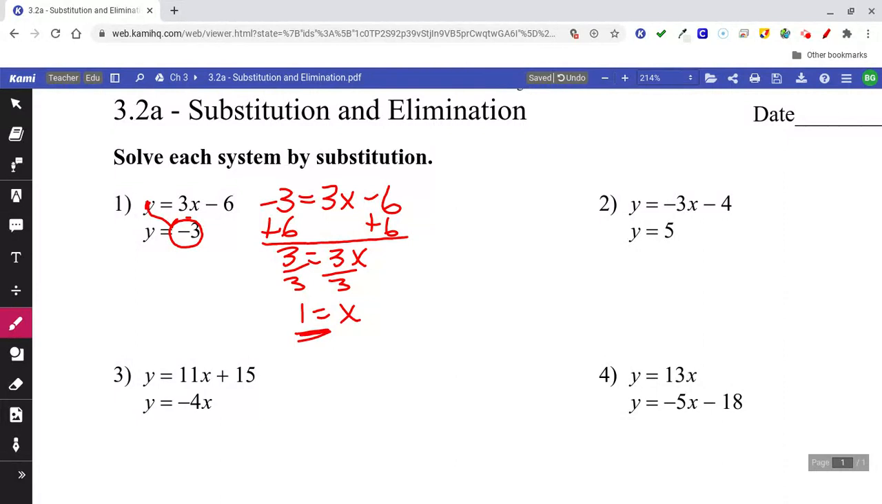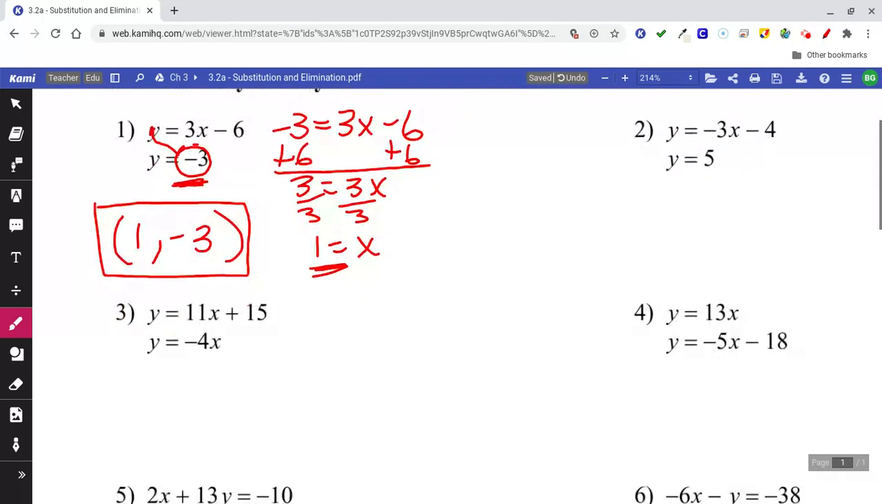At this point, I know both of the values. I know x is 1. I know y is -3. So my solution is the point (1, -3). They're not always going to be that easy, but that's basically what we're doing.